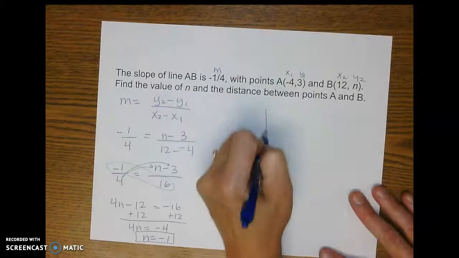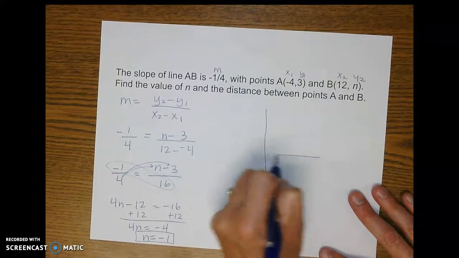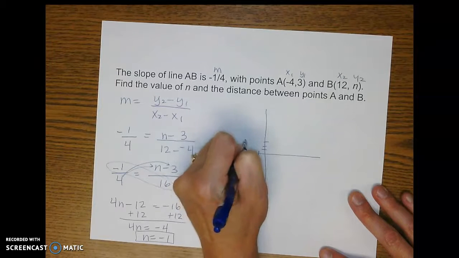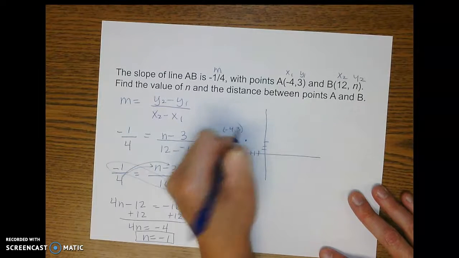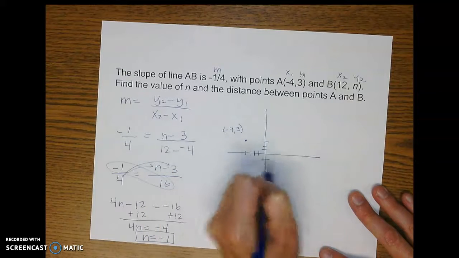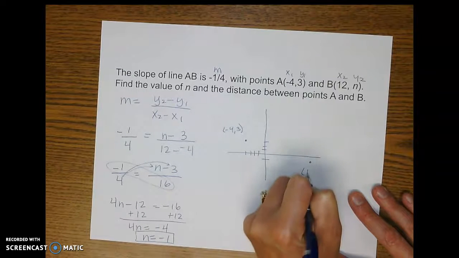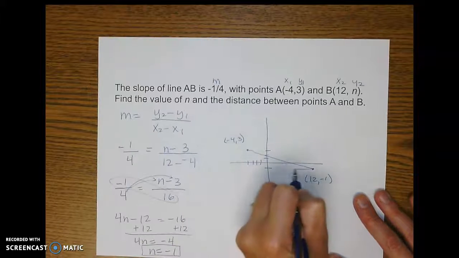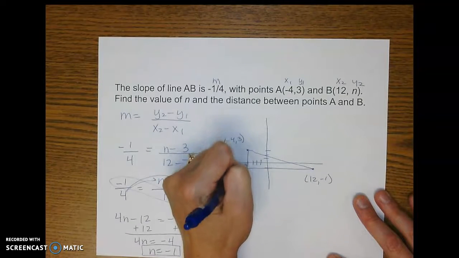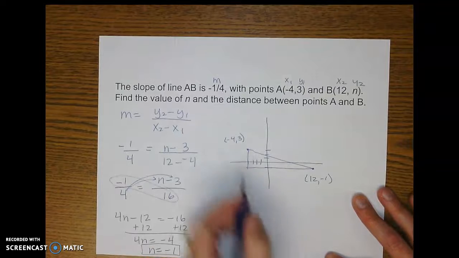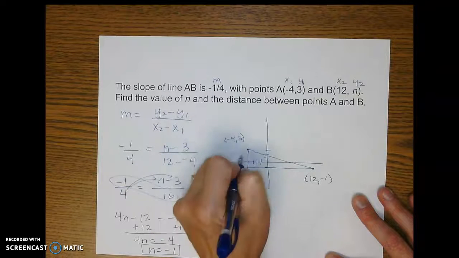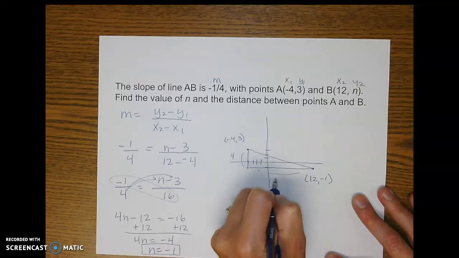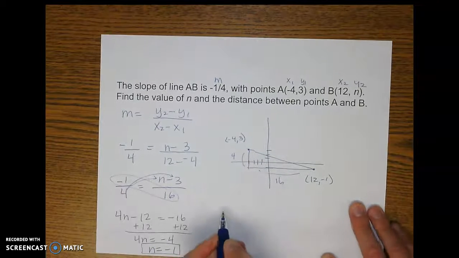Okay, we need to find the distance between them again. So -4, 3 is right here. And 12 is going to be way over here, down 1, so we'll just put it right here. Again, we're trying to find the distance here. So we need the lengths of each of these sides. This one's up 3 and down 1, so this one's got a side of 4. And this one here is 12 this way and 4 that way, so 16.